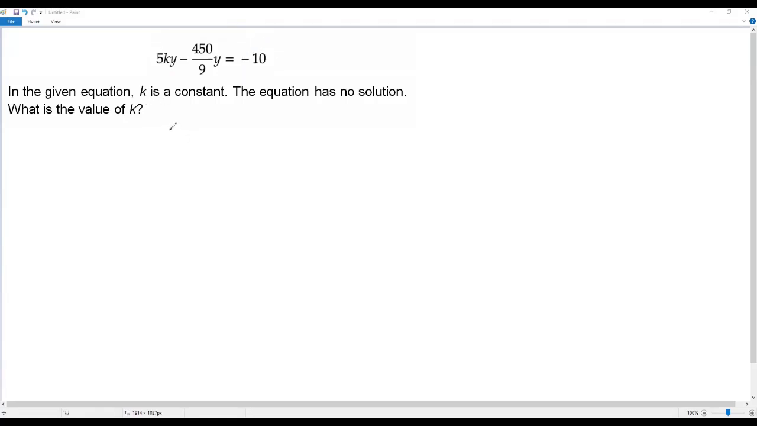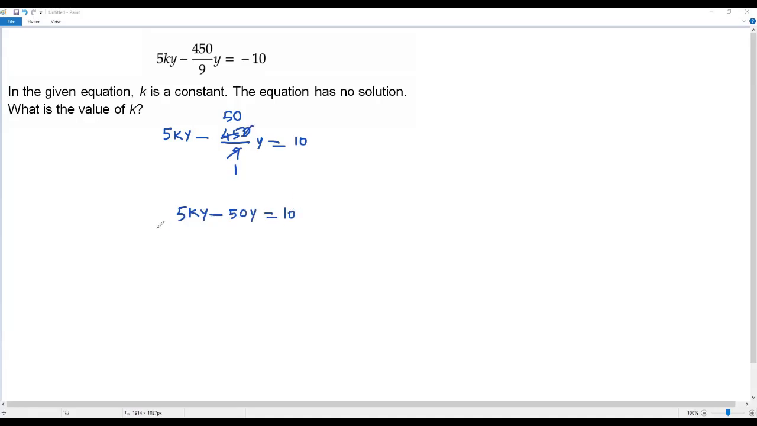So for that, let me write the given equation as it is. That is 5ky negative 450 over 9 times y equals 10. Actually, 450 is divisible by 9. That is 9 goes into 9 one time, 9 goes into 45 5 times, and also we have 10 here. Then I'm getting 5ky negative 50y equals 10.